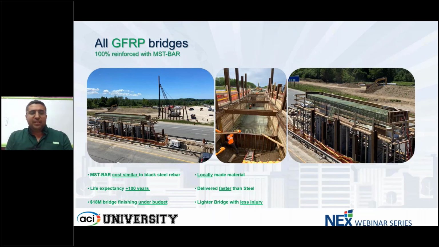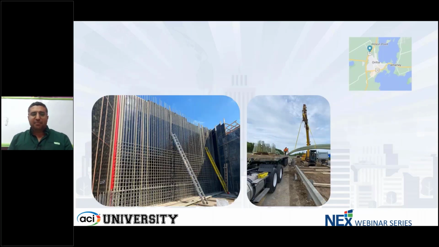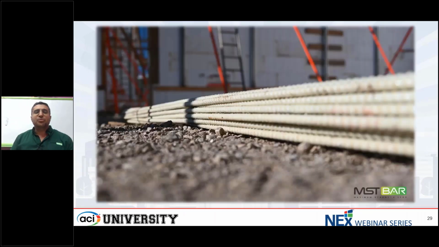GFRP has been used in bridges, in roads. This is an all GFRP reinforced bridge, from foundation in the middle to columns to pier caps, retaining walls. Everything prefabricated to the job site, cut to length, bent. So very easy for the crew to install these bars and use them. It's a very cool video.